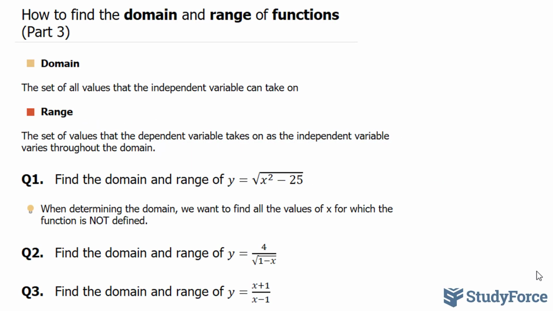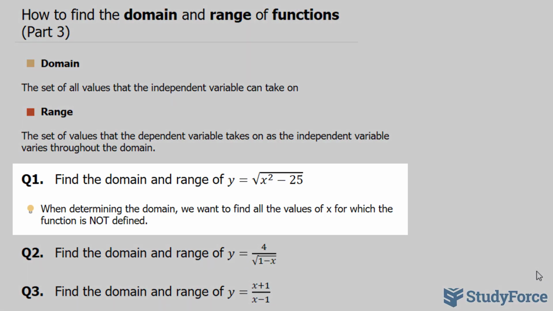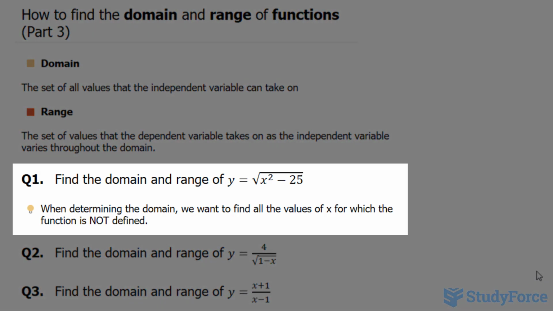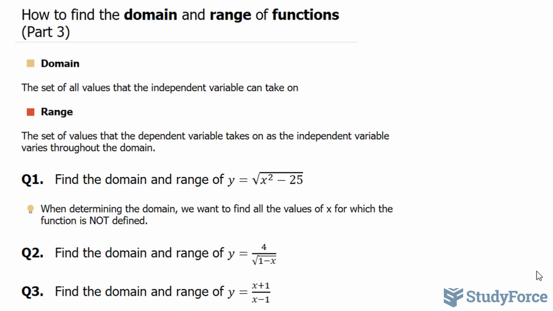In this video, I'll show you how to find the domain and range of functions. This is part 3 in the series. The first question reads, find the domain and range of y is equal to the square root of x squared minus 25. Remember, when determining the domain, we want to find all of the values of x for which the function is not defined.